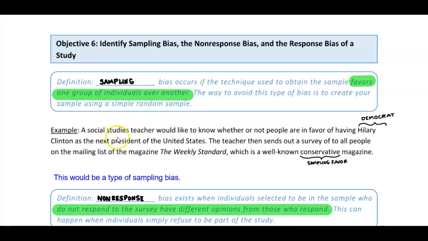For example, a social studies teacher would like to know whether or not people are in favor of having Hillary Clinton, a Democrat, as the next president of the United States. The teacher then sends out a survey to all people on the mailing list of the magazine The Weekly Standard, which is a well-known conservative magazine, which is the sampling favor. This would be considered a type of sampling bias.